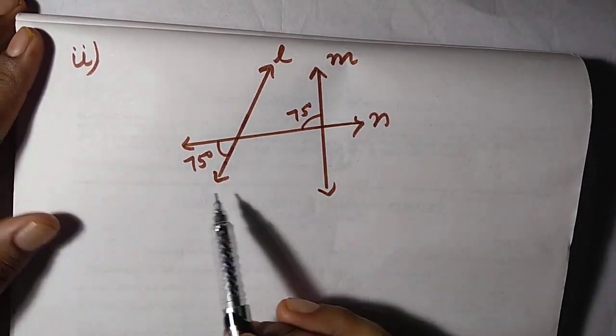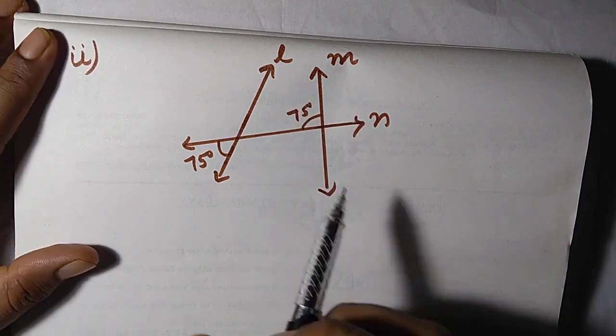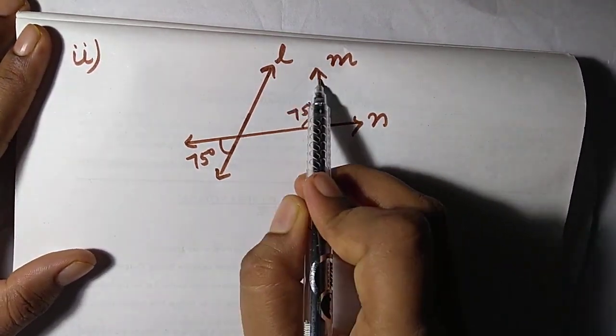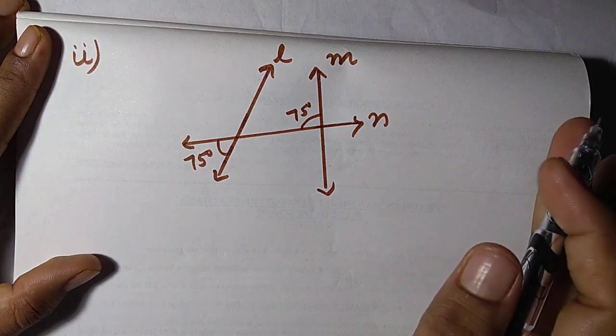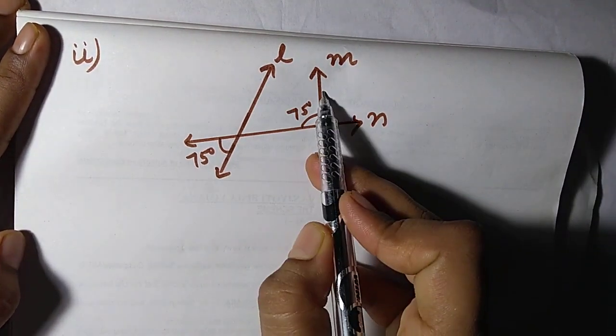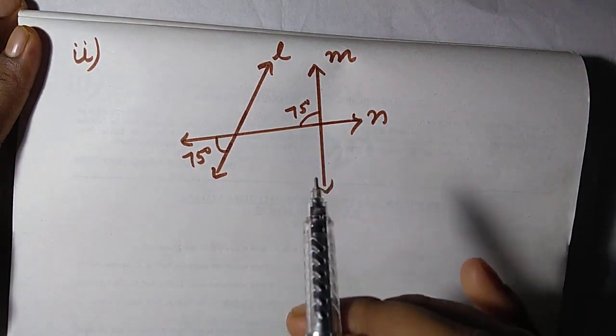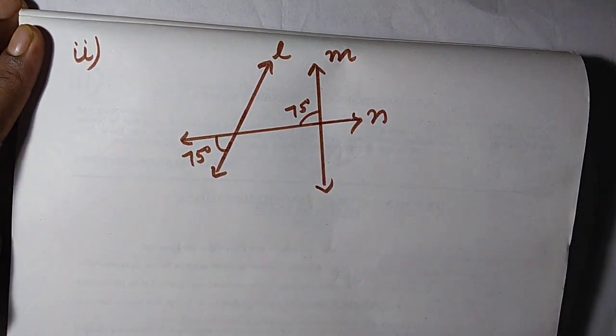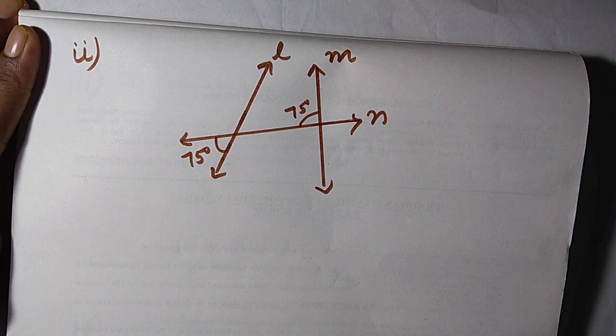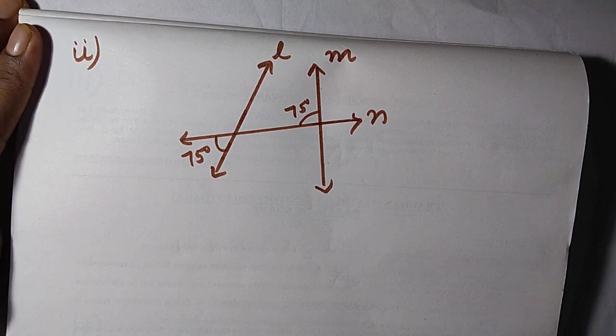So this is the second part. This diagram is of the second part. We have to prove that line L is parallel to M. We have to decide whether L is parallel to M. Okay. So always, just to get away from the confusion, just always do the co-interior angle sum.